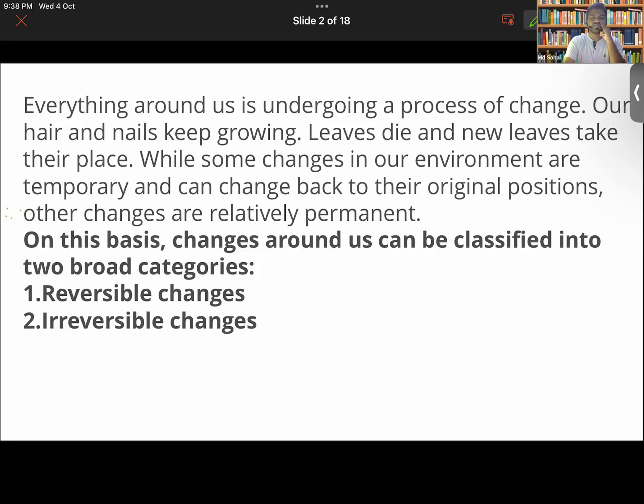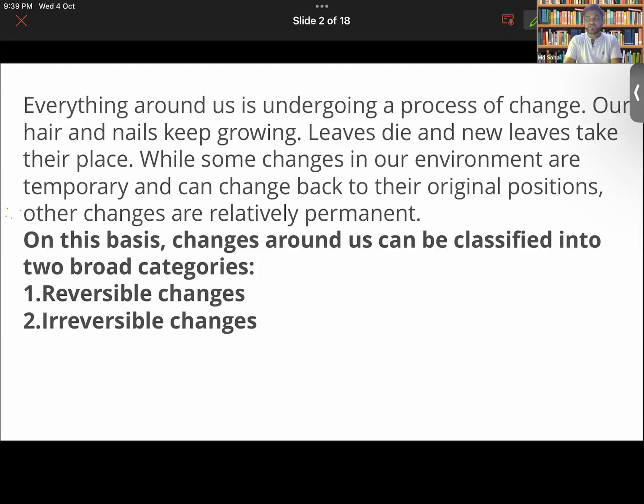For example, if you were to burn a piece of paper, it converts into ash. Will you be getting that paper back? No. So changes are of two types. One in which we get the original product back, while in the other the original product cannot be obtained back, right?